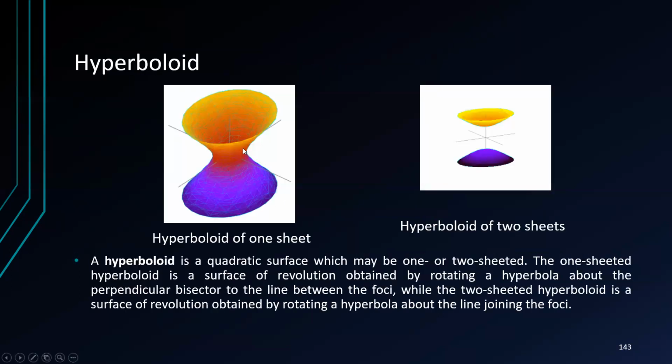Hyperboloid of one sheet and hyperboloid of two sheets. A hyperboloid is a quadratic surface which may be one or two sheeted. The one-sheeted hyperboloid is a surface of revolution obtained by rotating a hyperbola about the perpendicular bisector to the line between the foci. While the two-sheeted hyperboloid is a surface of revolution obtained by rotating a hyperbola about the line joining the foci.